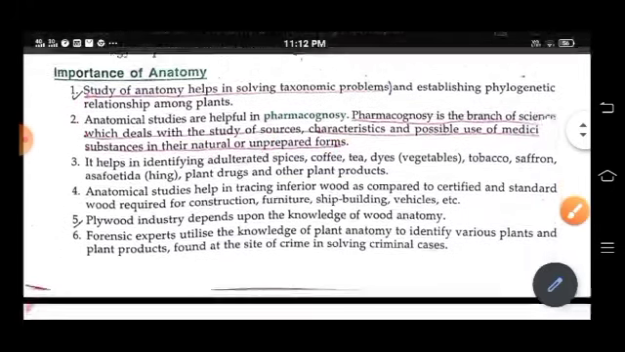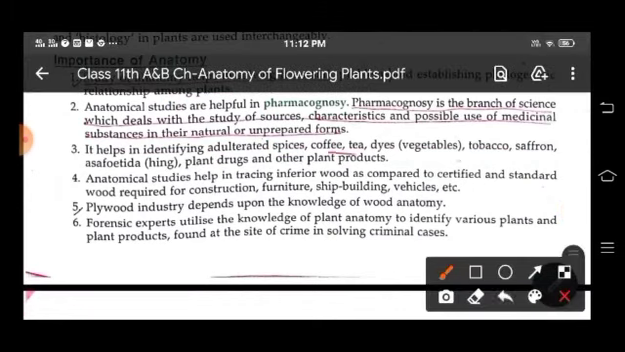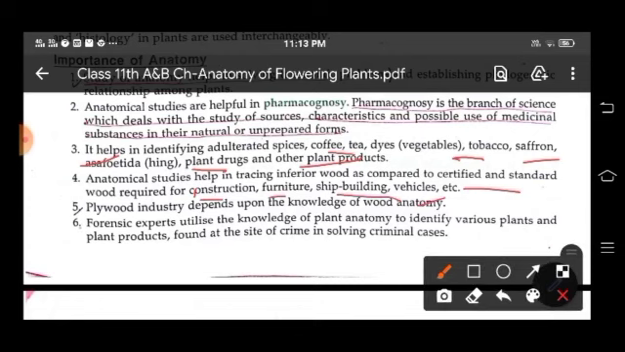It also helps in identifying adulterated spices, coffee, dyes, tobacco, saffron, asafoetida, plant drugs, and other plant products. It also helps in tracing inferior wood as compared to certified and standard wood, which is required for construction, furniture, shipbuilding, vehicles, etc. Forensic experts utilize the knowledge of plant anatomy to identify various plants and plant products found at the site of crime.